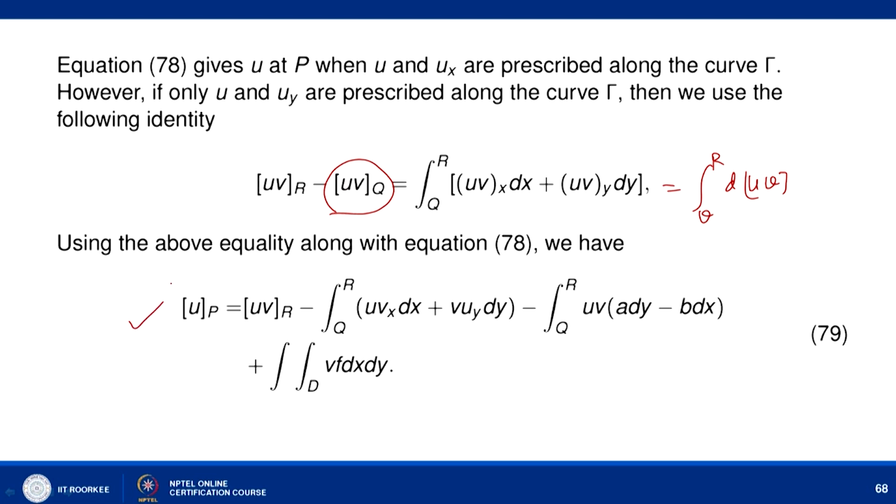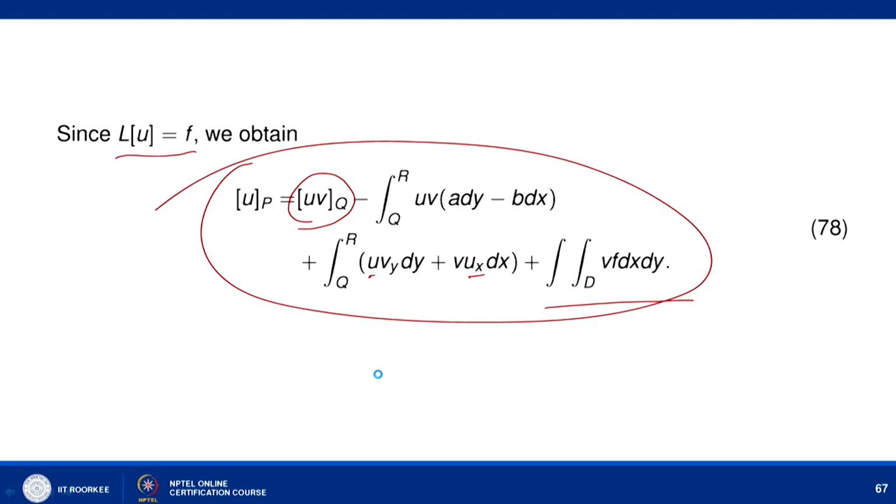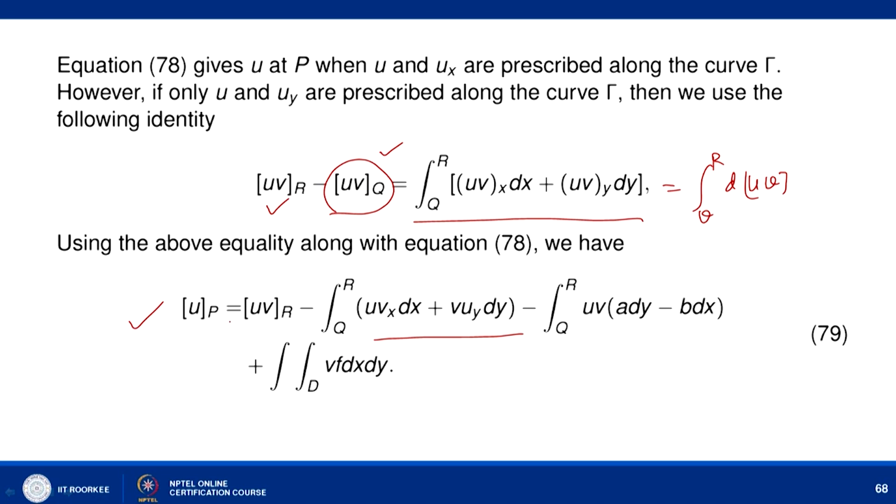I am not going to simplify this. You can simplify it: take out the value of uvq in terms of uvr and this integral, and when you put it back, it will give you the following: u at p equal to uvr minus the integral from q to r of (uvx dx plus vuy dy). The rest is unchanged; only this expression changes a bit. So u at p equal to uvr minus the integral from q to r of (uvx dx plus vuy dy) minus the integral from q to r of uv(a dy minus b dx) plus the double integral of vf dx dy. This equation 79 will give you the solution of u at p when u and uy are prescribed on the initial curve.